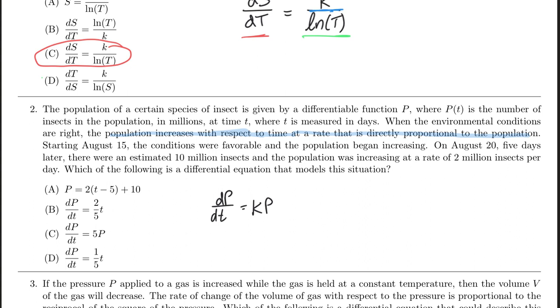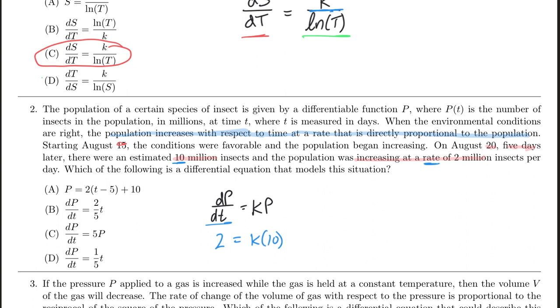And they say on August 15th, the ideal conditions start. And then on August 20th, which is 5 days later, there's 10 million insects, and the population is increasing at a rate of 2 million. All right, so what is that going to tell me? The rate that something is increasing is the derivative, so that's going to be 2. And then the population is 10.